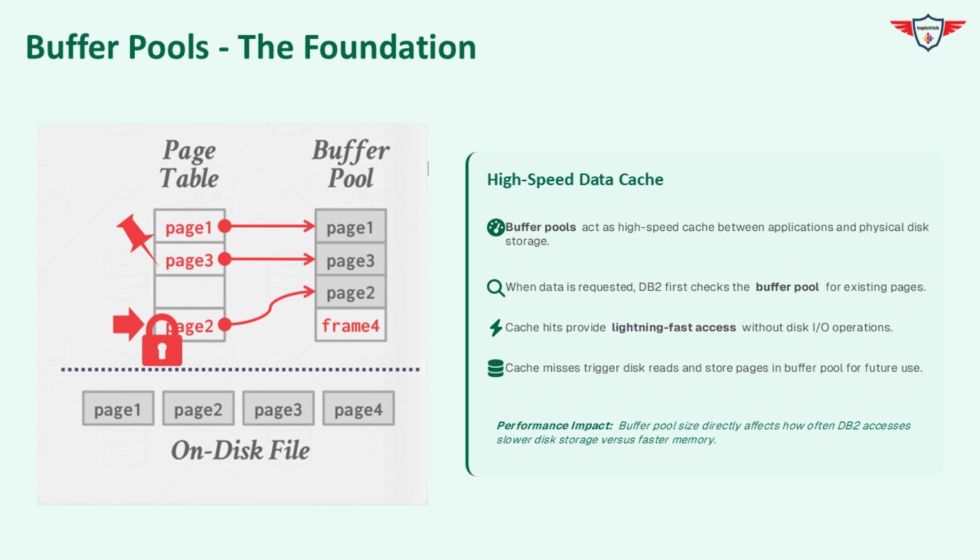But if the data isn't in the buffer pool, that's a buffer pool miss. DB2 has to read from the slower disk storage, but here's the smart part. It stores that data in the buffer pool for future use, so the next time someone needs that same data, it's ready and waiting in memory. The size and configuration of your buffer pools directly determine how often you get those fast memory hits versus slow disk reads. This is why buffer pool tuning is often the first place database administrators look when optimizing performance.